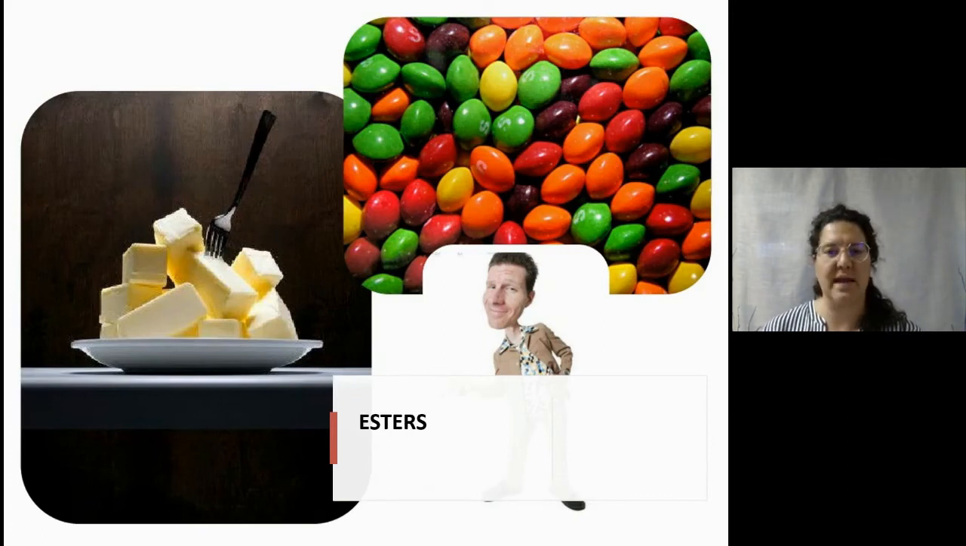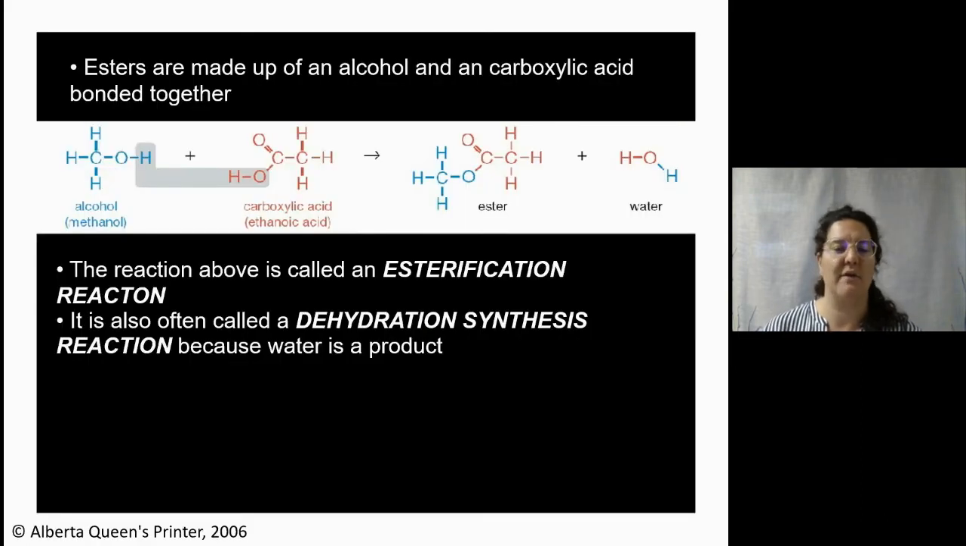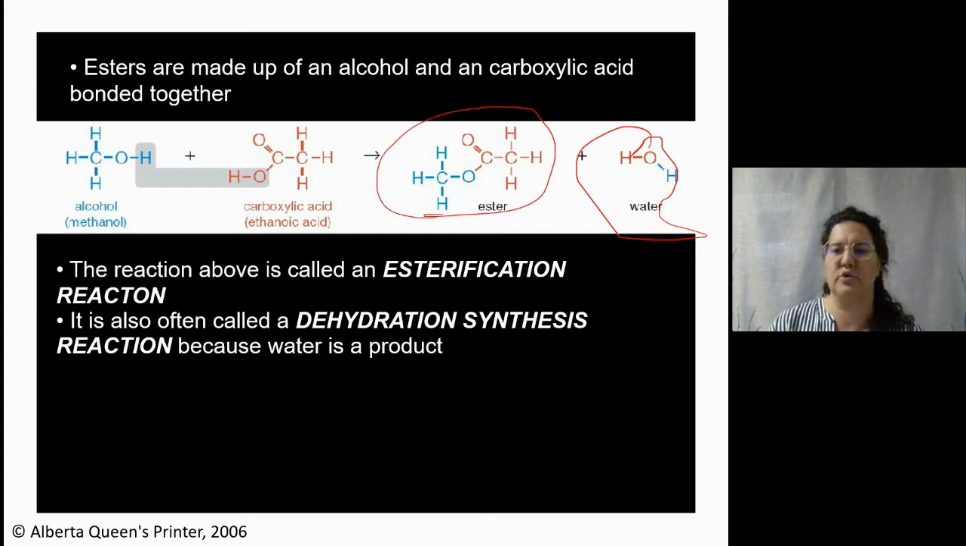We can also look at the naming of esters. Now, esters are exciting because they often create scents and tastes. So these are made up of an alcohol and a carboxylic acid that are bonded together. And this is known as an esterification reaction, which is also a form of dehydration synthesis, because as we're making a new molecule, water is produced. So we have a water molecule that's produced in this reaction and 2 other compounds joined together.